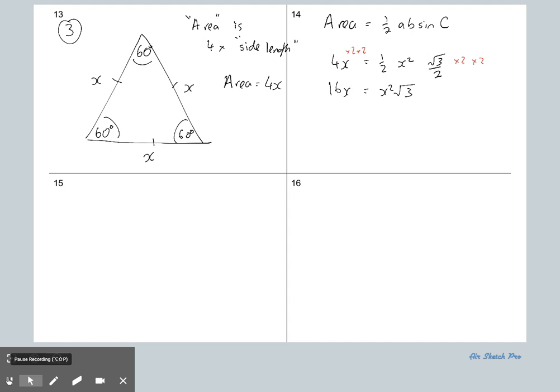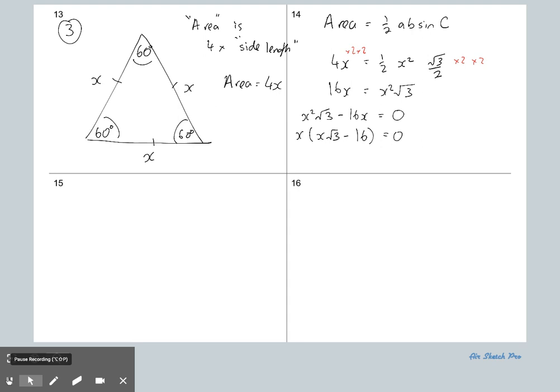The better thing to do when you've got squares involved is to get everything onto one side and set it equal to 0. So I'm going to go x squared. If you did this, yay you, because that's what you should have done. x squared root 3 minus 16x is equal to 0. And then I'm going to factorize the x out to get x root 3 minus 16 equals 0.